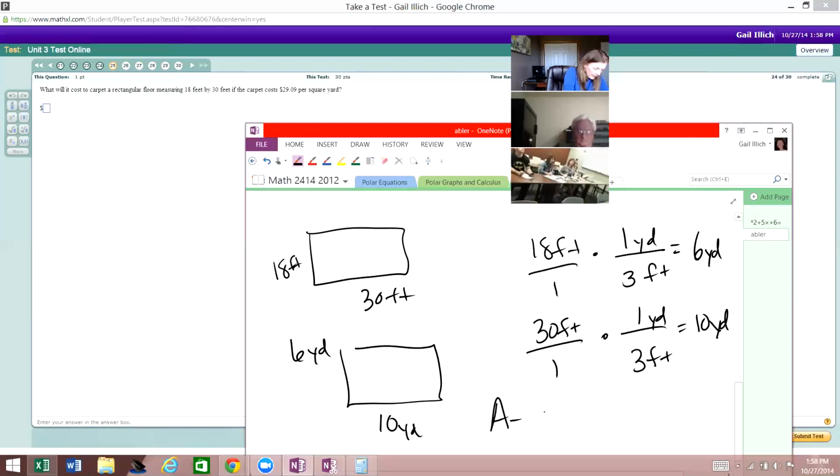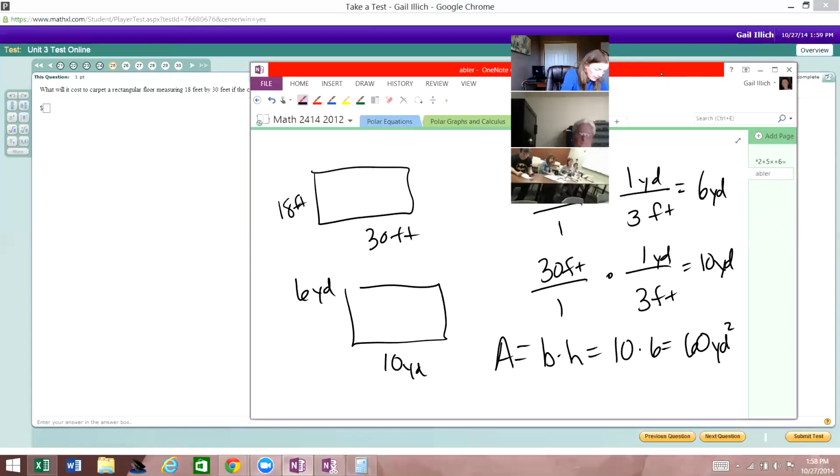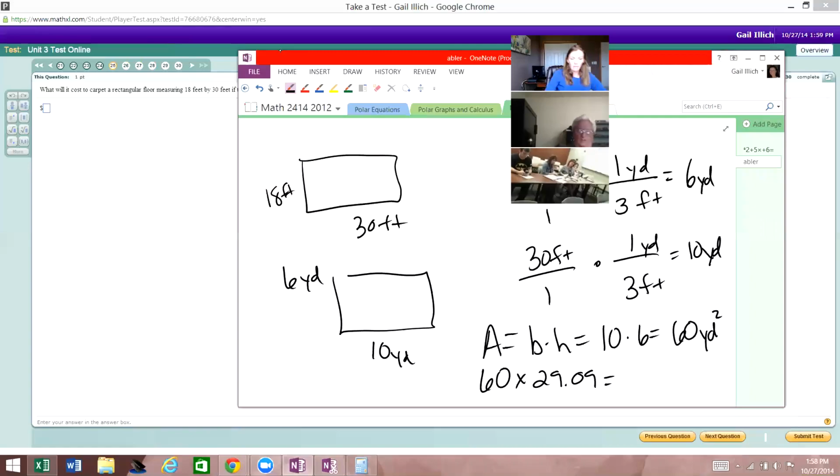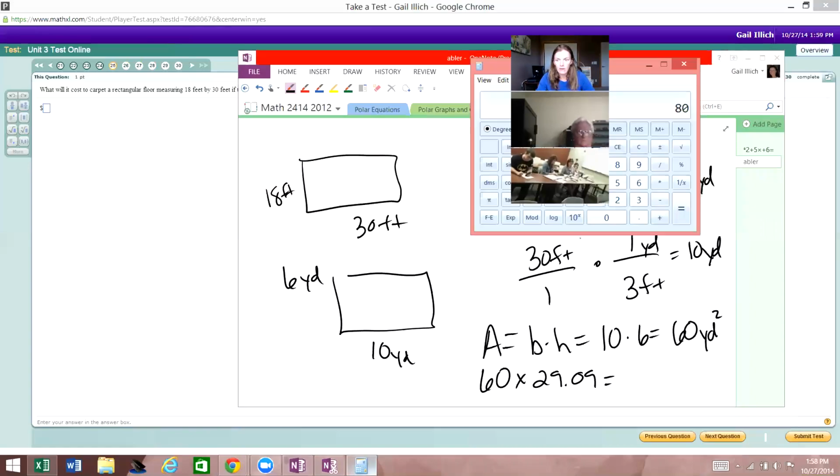So the area is, remember, area of a rectangle is just base times height. So it's going to be 10 by 6, or 60 square yards. And the cost per square yard is $29.09. So you're going to do 60 times 29.09 and see what you get for that. So we'll do 60 times 29.09. So anybody else get that? Yep. $1,745.40.